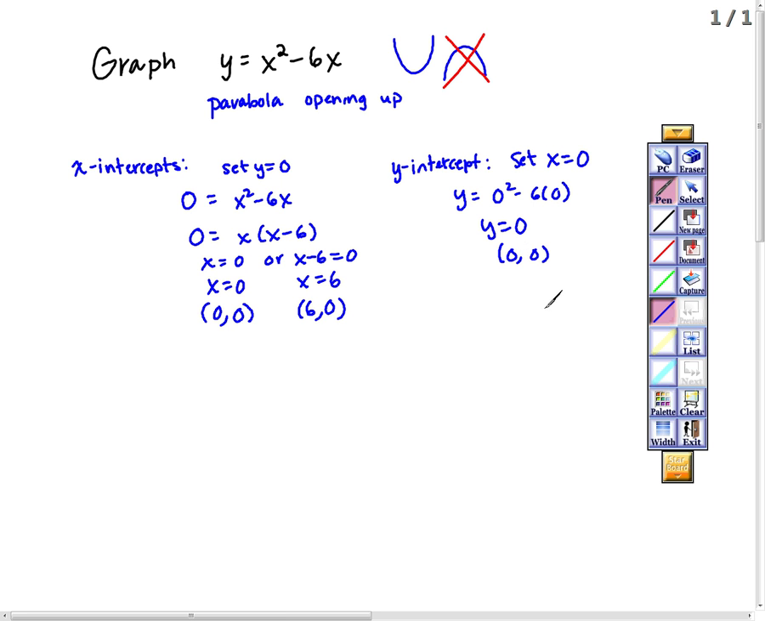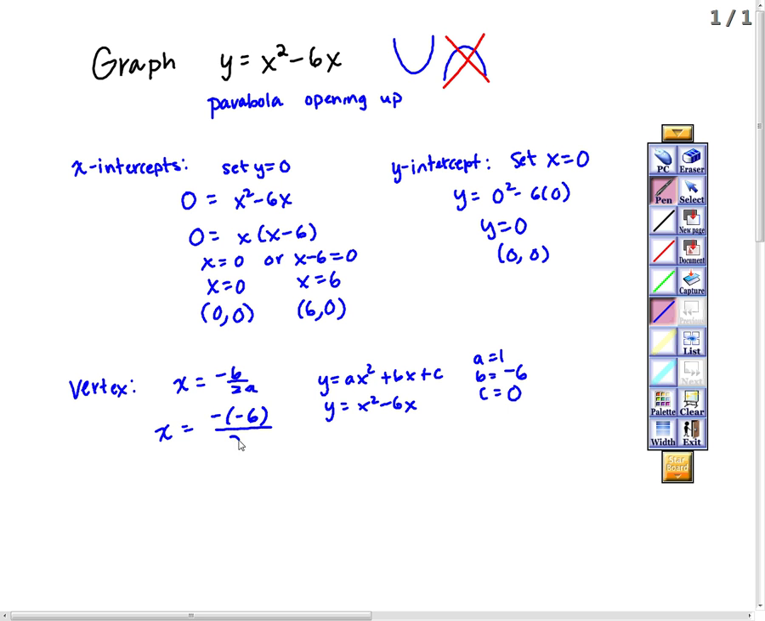Okay, so this is a parabola. We can just plot those points and plot other points if we want to, but let's go ahead and try to find the vertex. There are several different ways to do it. I like to just memorize the x-coordinate. The x-coordinate of the vertex is negative b over 2a, if y equals ax squared plus bx plus c. Our equation is y equals x squared minus 6x. Do you see that a is 1, b is negative 6, and c is 0? So I can use this formula: x equals negative b, so the negative of negative 6, over 2 times a, 2 times 1. I get positive 6 over 2, so the x-coordinate of the vertex is 3.